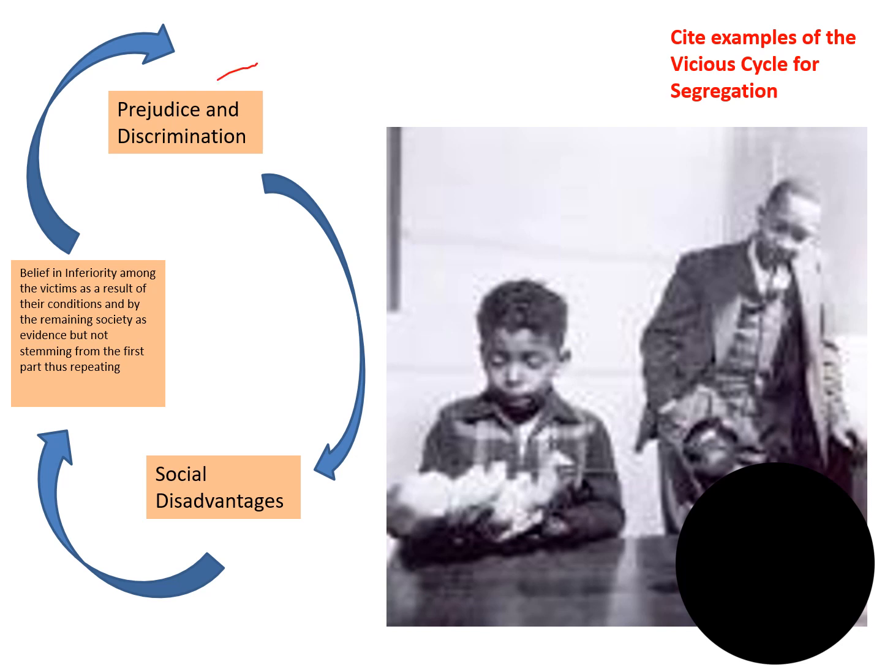These are small-scale examples that could be like the individual making a decision to be prejudicial or discriminatory, whereas social disadvantages are more big institutions.